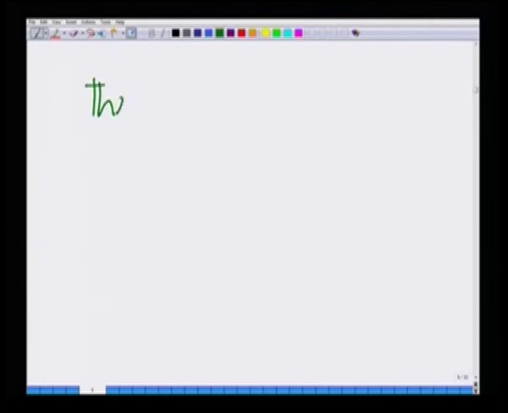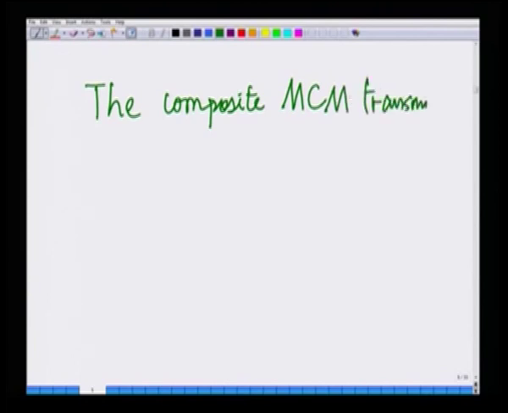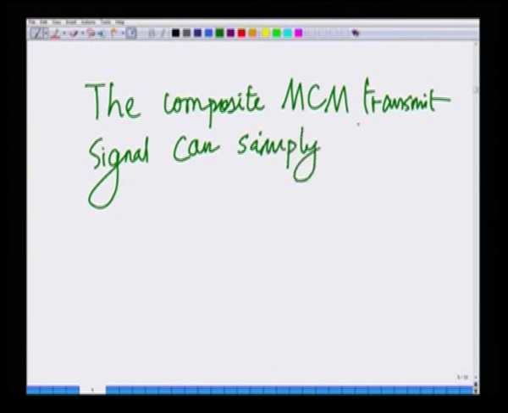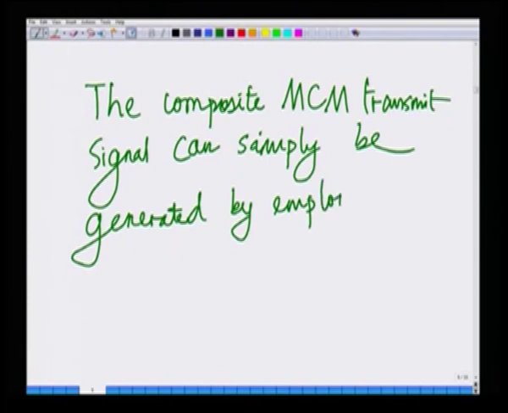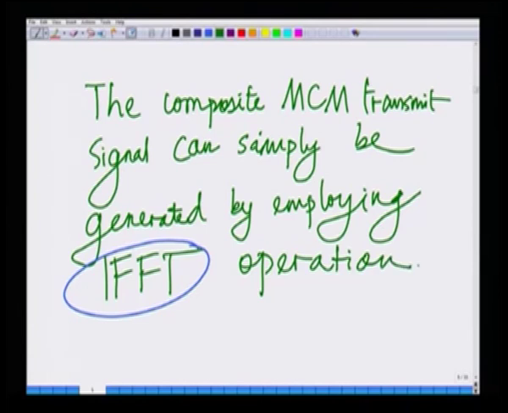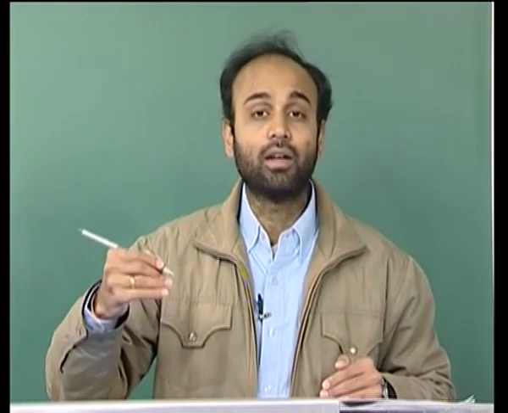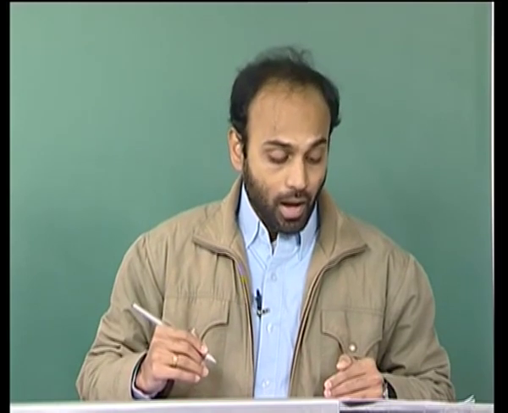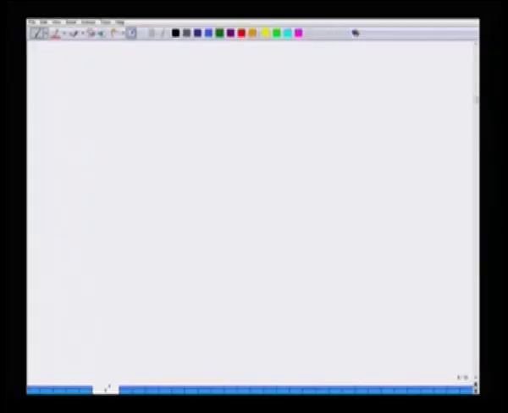So, the composite MCM transmit signal can simply be generated by employing an IFFT, and this is the key, an IFFT operation, which means there is no need to use the n modulators, one for each subcarrier, and that greatly simplifies transmitter design.